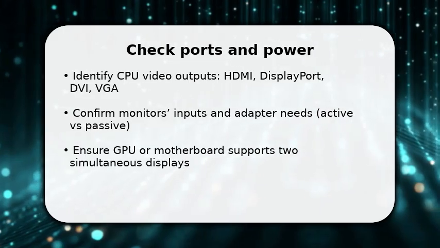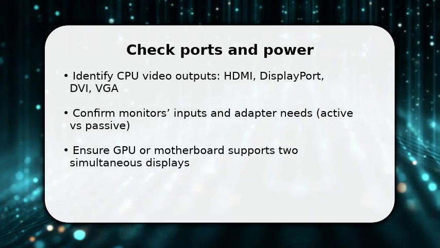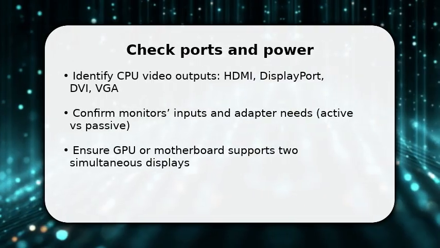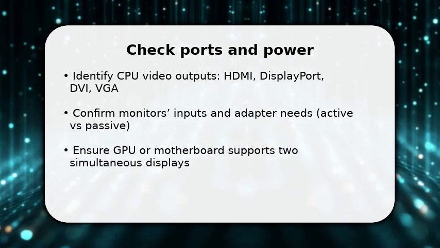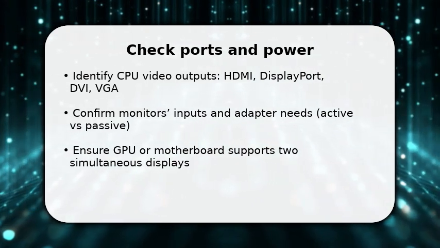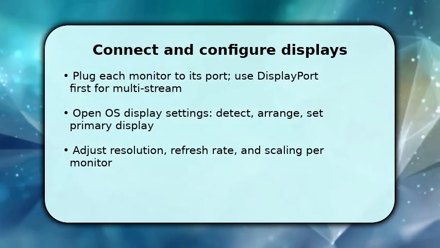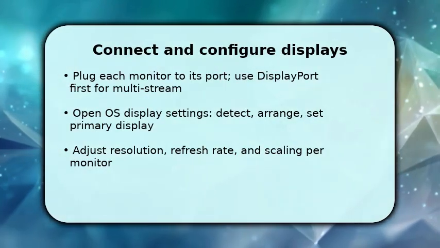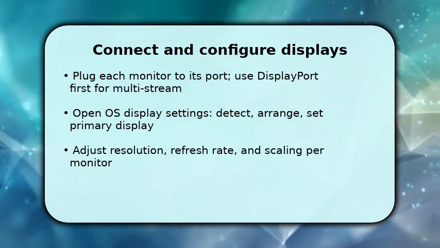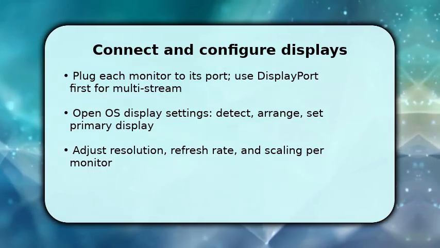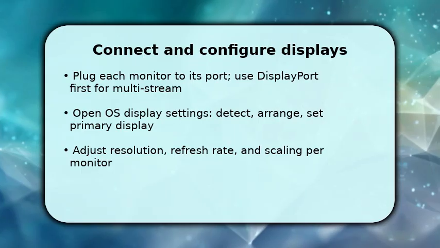Once done, power on monitors and the PC, make sure cables are fully seated, and access your operating system's display settings so you can configure displays as either duplicate or extended. You now connect each monitor to its assigned port and boot to the desktop. If available, use DisplayPort for multi-stream transport. Otherwise, use one HDMI plus one DisplayPort or DVI.